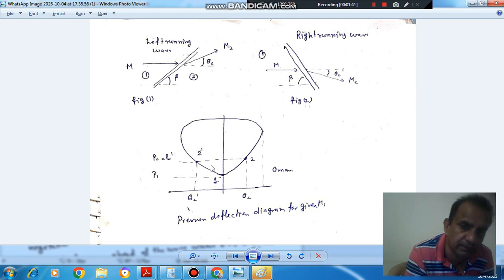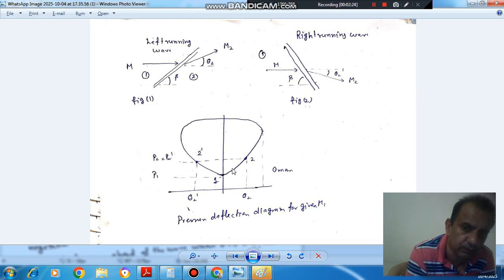So this is your pressure deflection diagram. Here one point represents the upstream condition. If theta 2 is 0, then the point will be the same for region 1 as well as region 2. But if angle theta 2 is there, then the pressure will be higher in region 2, that is called P2. Similarly in this region the pressure will be P2 dash, but the deflection is opposite. As we go on increasing theta 2, we get this diagram with different pressures. So this is called the pressure deflection diagram.